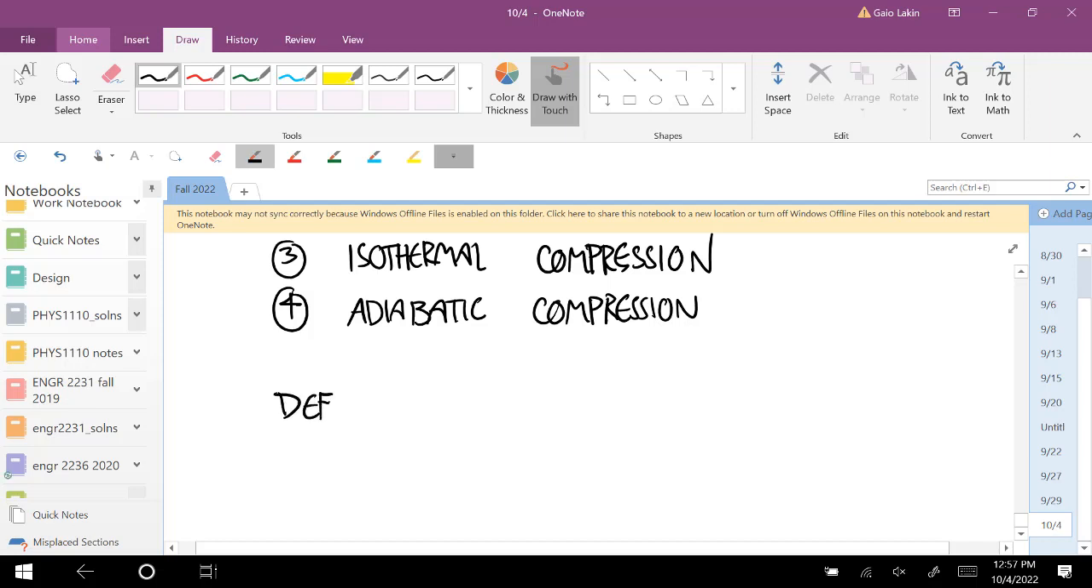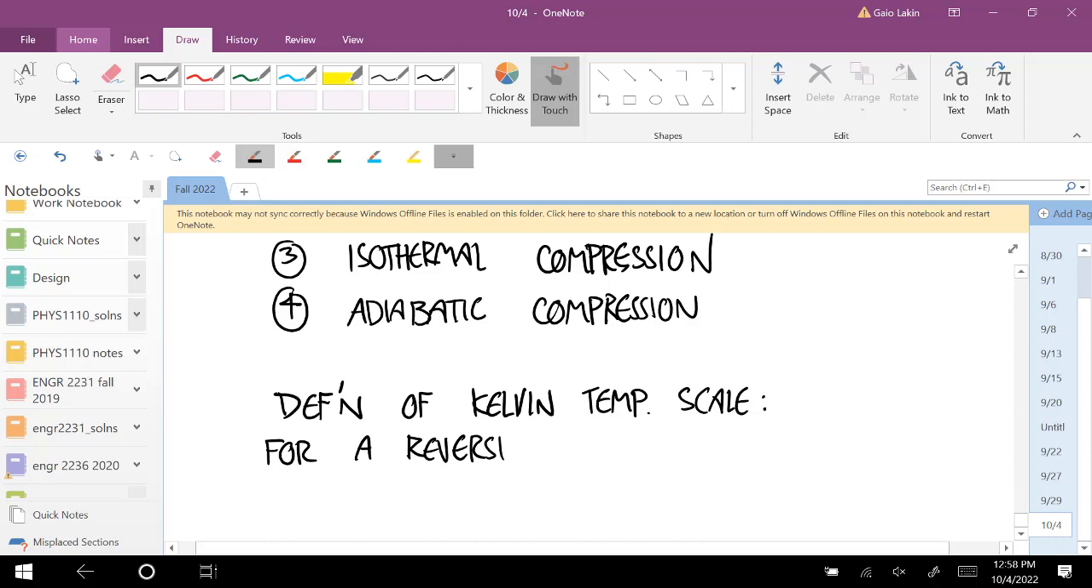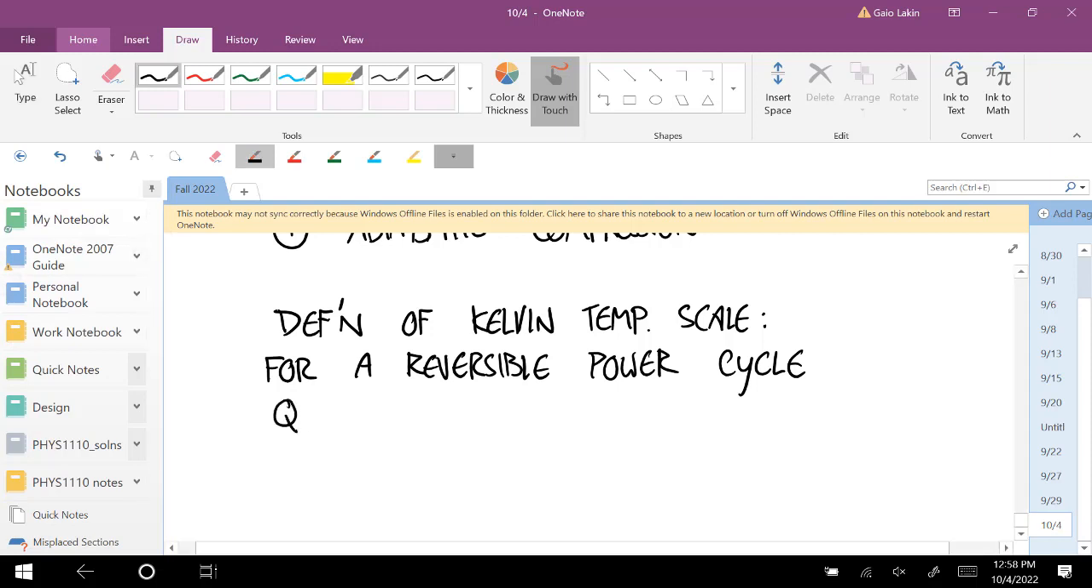Now, we're almost to the payoff of this. It's been a lot of just talking, but we're going to get to stuff where we can actually do some calculations. The definition of the Kelvin temperature scale is that for a reversible power cycle, the ratio of the heat that's lost in the exhaust over the heat that's added at the boiler is equal to the ratio of the temperature of the cold reservoir divided by the temperature of the hot reservoir.